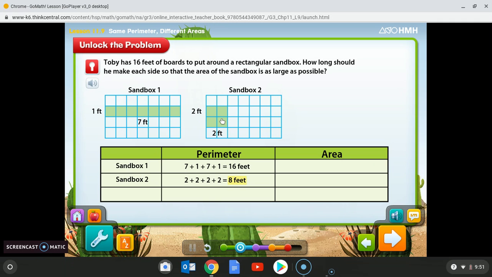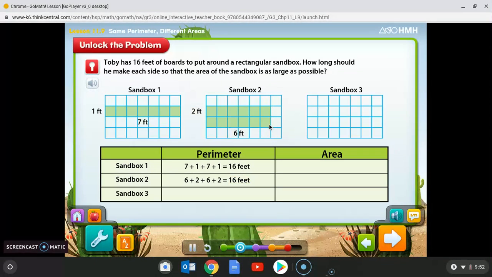So what happens when it's 2 by 2? 2, 4, 6, 8. Then 2 and 3 is 5, and 5 plus 5 makes 10. We got 12. We're looking for 16. We're at 14 now because 2 plus 5 makes 7, and 7 plus 7 equals 14. And finally, we can get 16 by having a 2 foot by 6 foot rectangle.